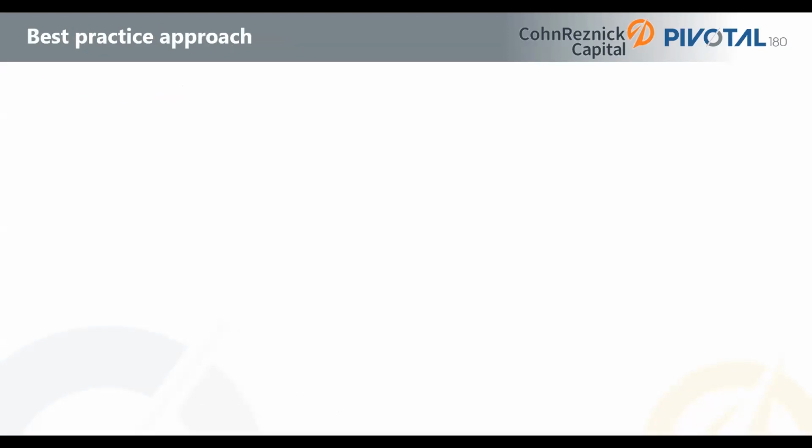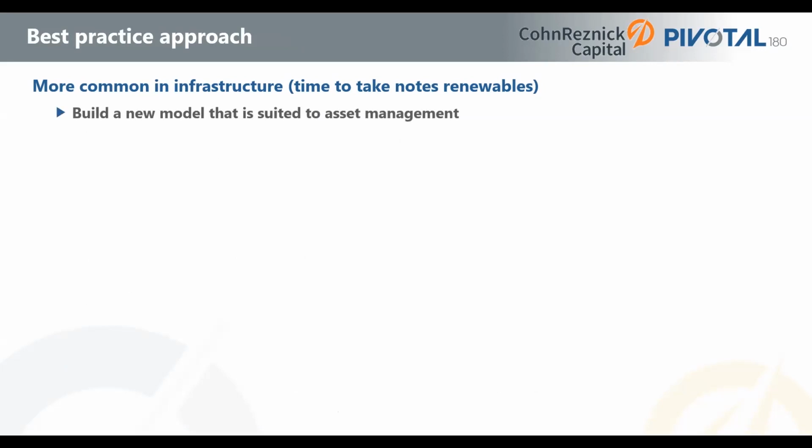So here's the alternative, and this is very, very common in infrastructure, and I think it's time for renewables to follow along here. What infrastructure people do in core infrastructure typically is they build a new model that's suited to asset management, and it's suited not just for the asset manager, but for all stakeholders.